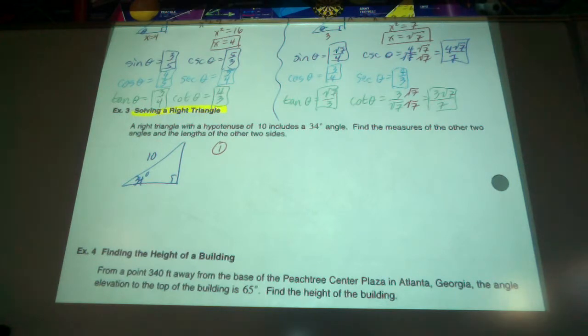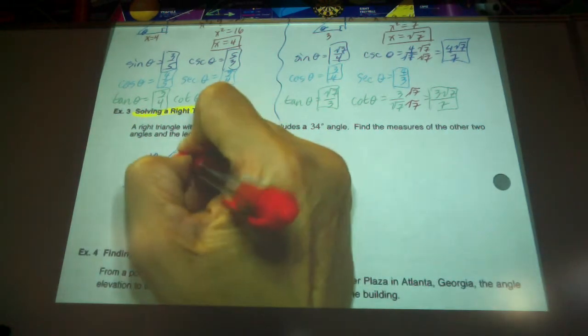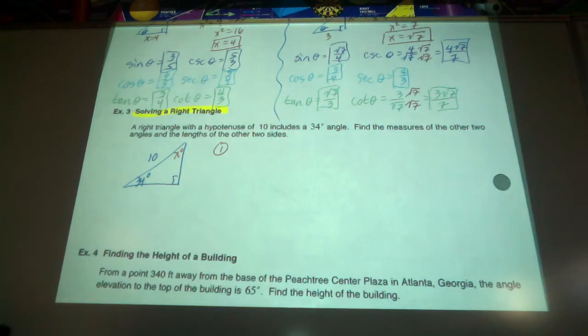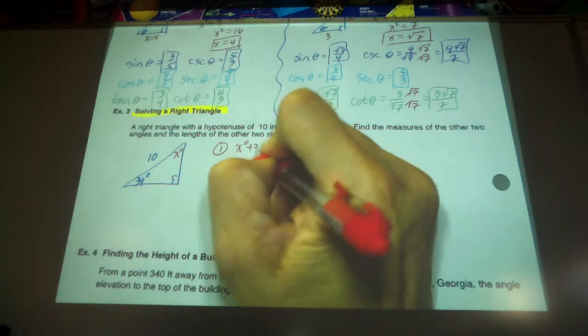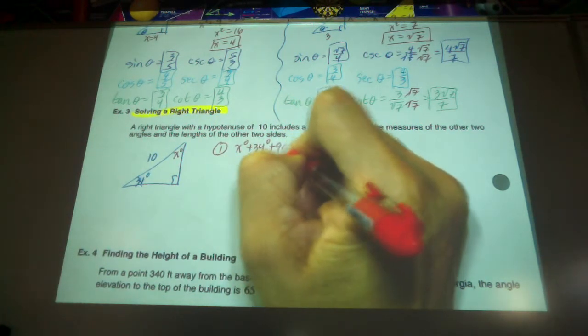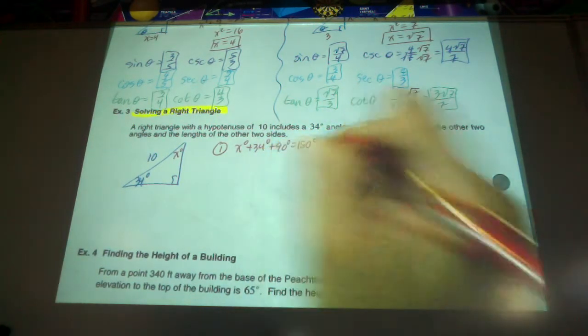So how do I find the missing angle? And I'm going to call that x degrees. Yeah, they add up to 180, right? So we've got x degrees plus 34 degrees plus 90 degrees equals 180. Could you set up a different equation?